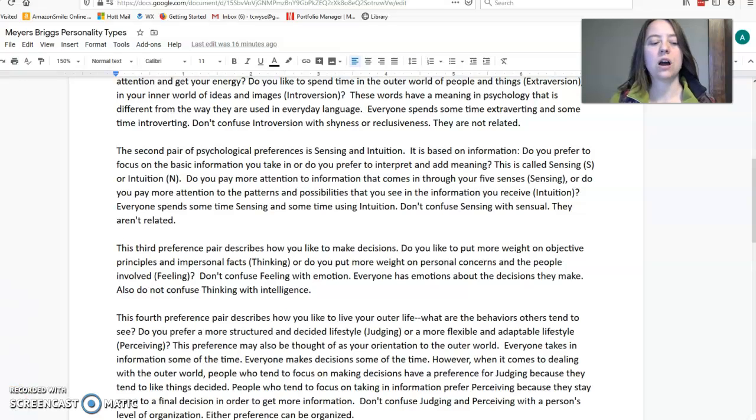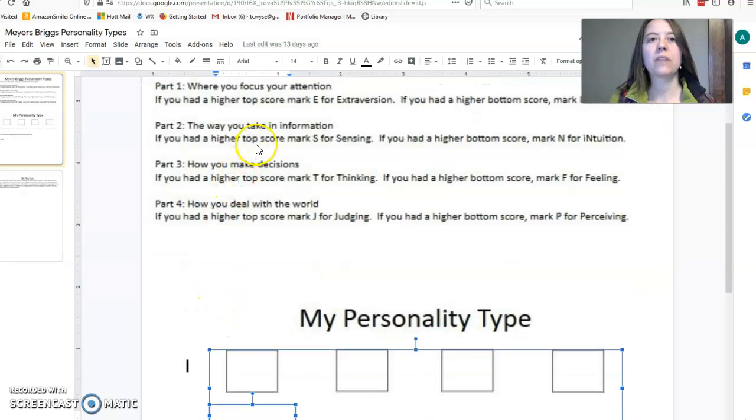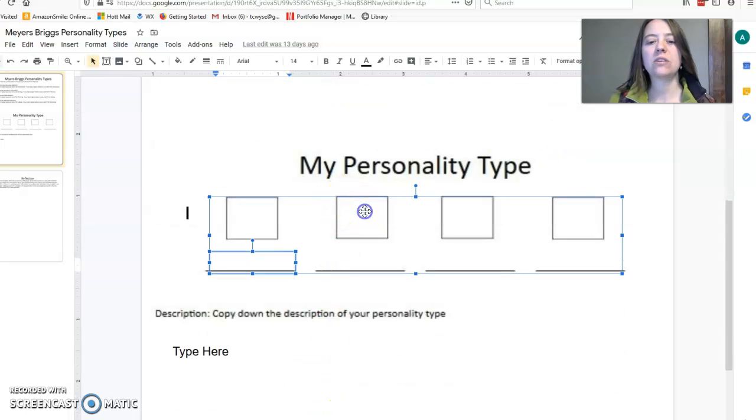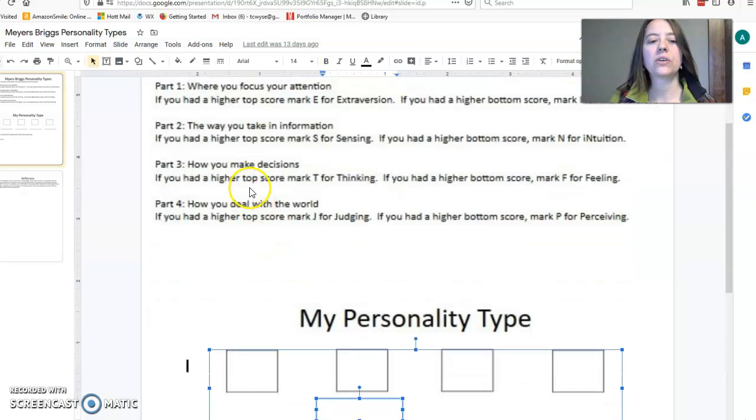So coming to our document, part 2, if you had a higher score for inventory 2A, you would have S for sensing, and if you had a higher score for inventory 2B, then you get an N for intuition, and again you'd come down here, put an S or an N, and then sensing or intuition. Then we're going to go to part 3, how you make decisions.